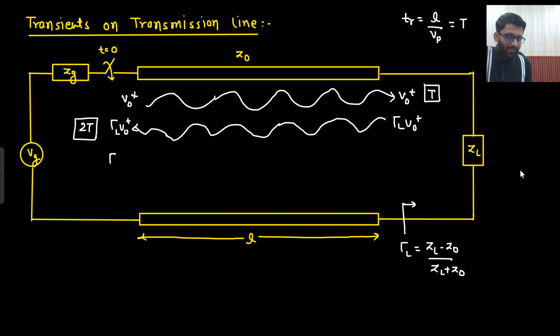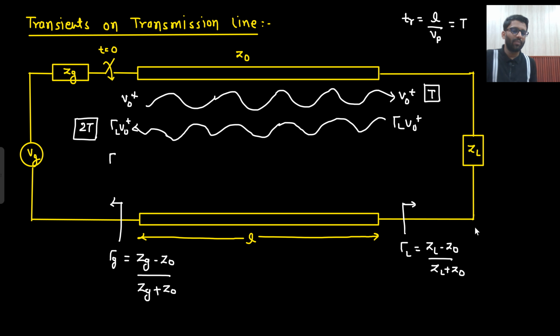Because in the same manner, here there is a reflection coefficient. So here also there will be a reflection coefficient. What is that given by? This is the reflection coefficient at the load end. This is the reflection coefficient at the source end. So that is given as Zg minus Z naught upon Zg plus Z naught. So this is a new thing for you. But you need to remember, the same way at the load you are having a reflection coefficient, in the same way at the source also you will have some reflection coefficient.